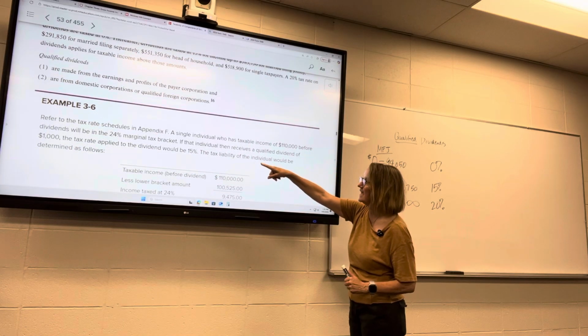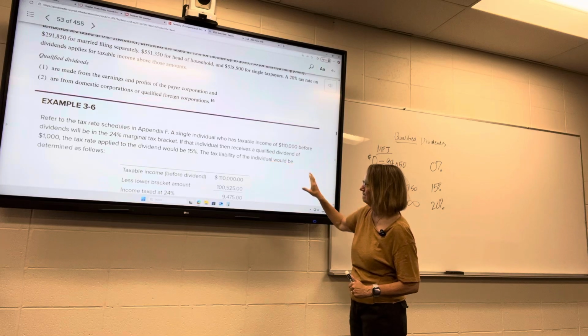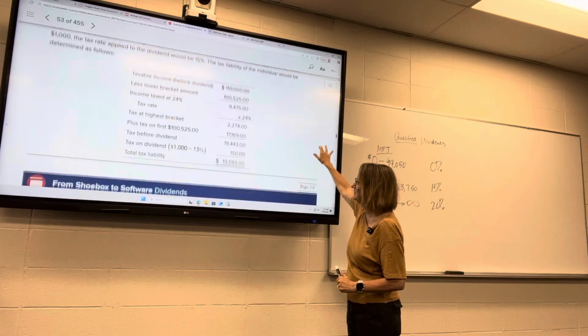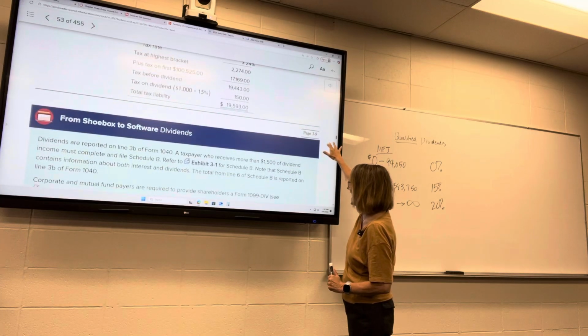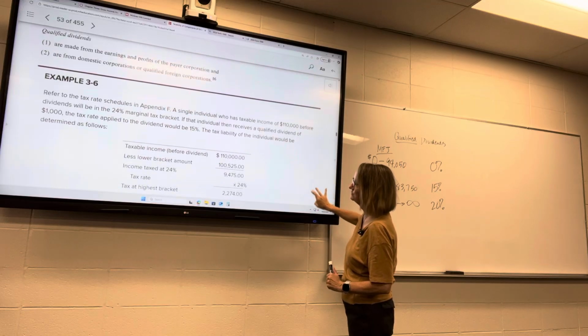So there you go. The tax rate schedules are in Appendix F. Here's an example, and I'm going to show you on the tax form as well what this is going to look like, but I'll go through this also.